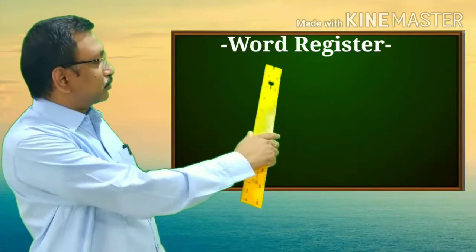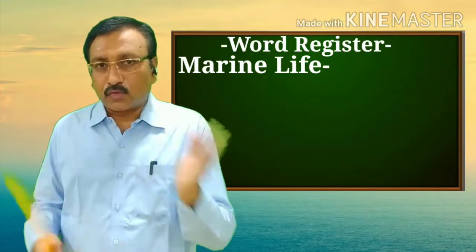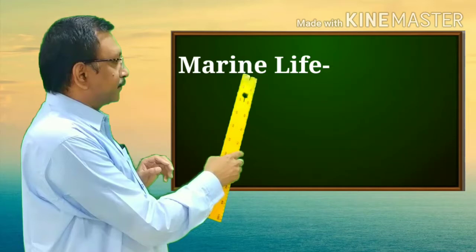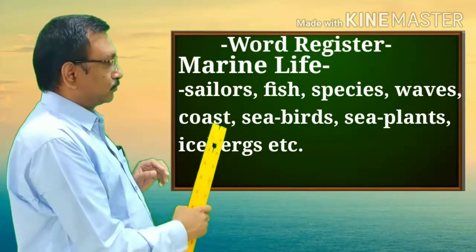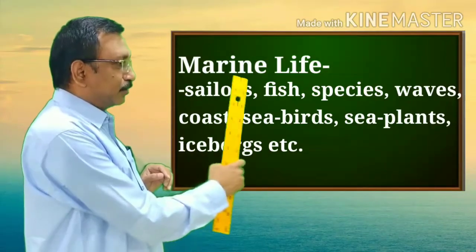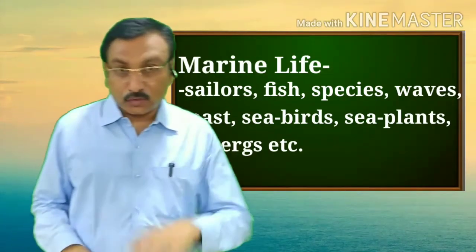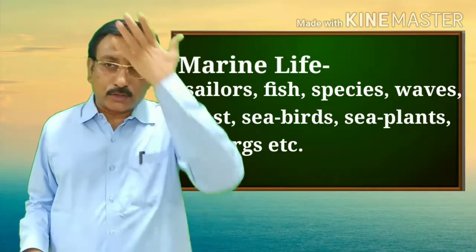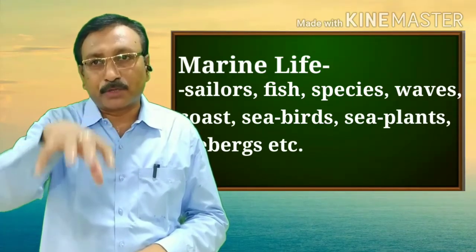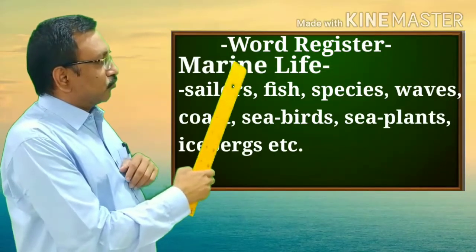In the same way, let us discuss a word register related to marine life. As soon as we think of marine life, what comes to our mind? The words related to marine life are sailors, fish, species, waves, coast, seabirds, sea plants, icebergs, etc. So this is called word register. When we prepare a word register, we have to make a list of all the words related to that particular field. So this is how we discussed the first activity, a word register related to marine life.